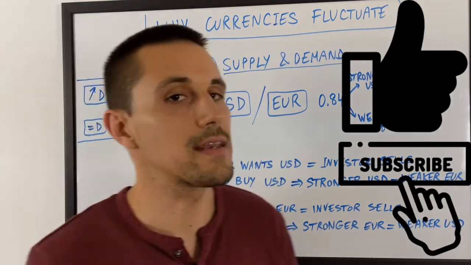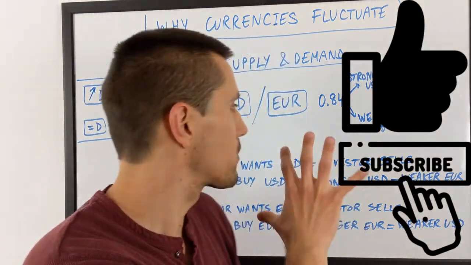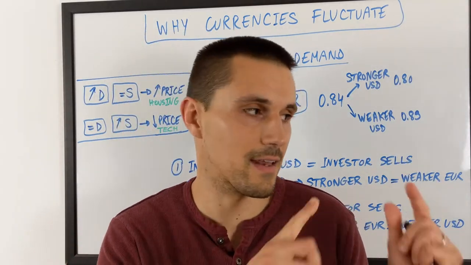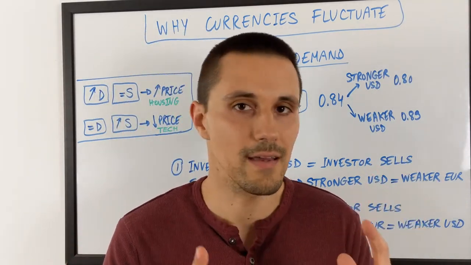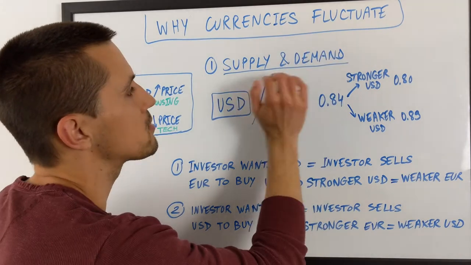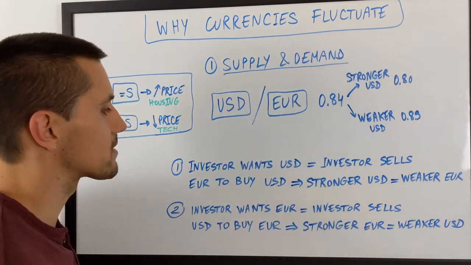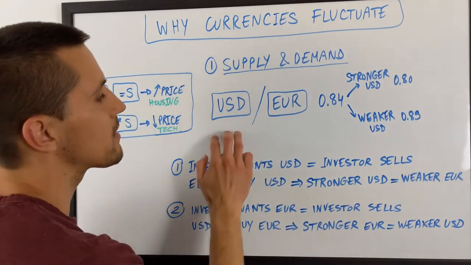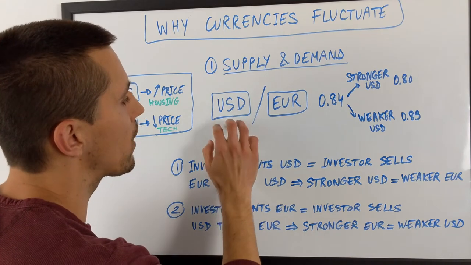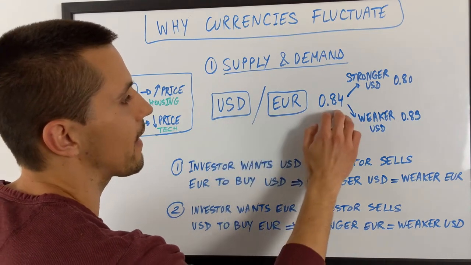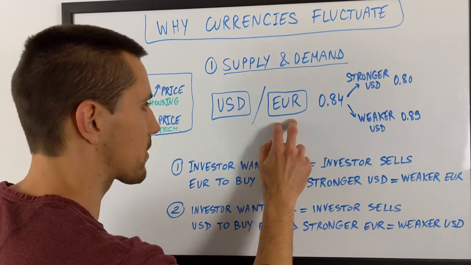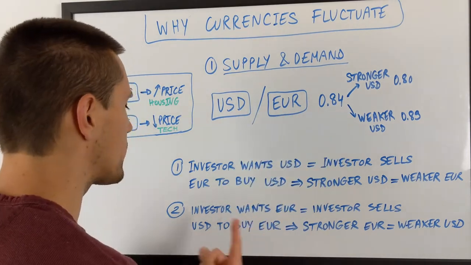So now what does it mean for our currencies here? For currencies, it's a little bit more complicated, and I will show you in the example why. But now that you know how supply and demand works, let's look at the example. Again, here in my example, for one US dollar, I get 84 euro cents, okay? Right now.